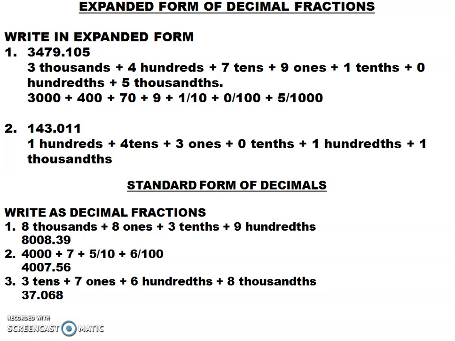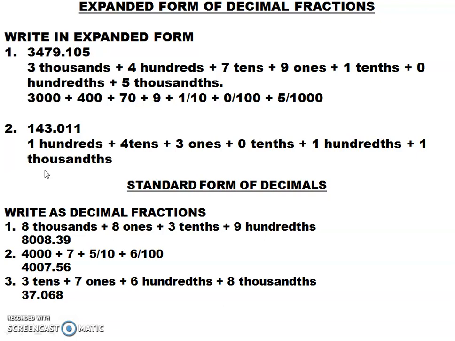Standard form of decimals. That is the reverse of the expanded form. The expanded form will be given to you and you should write it in the standard form. Now, 8 thousands, that is 8 is in the thousands place, 8 ones. So, which are the two place values missing here? Hundreds is missing, tens is missing. So, in that place you will write zeros. Okay, when you get a question, check whether any of the place values are missing.